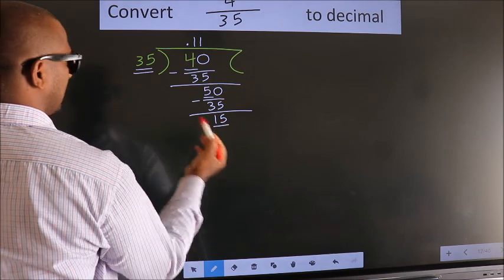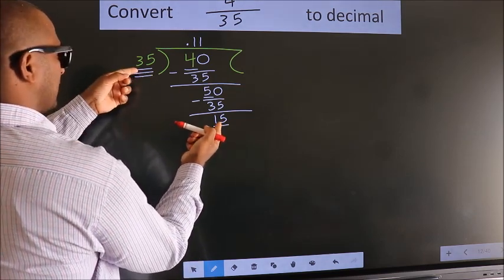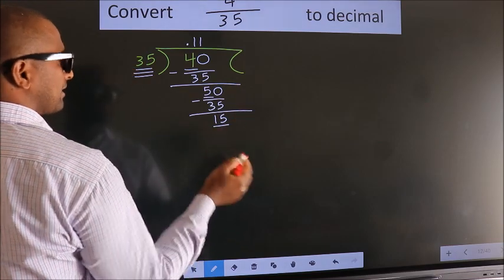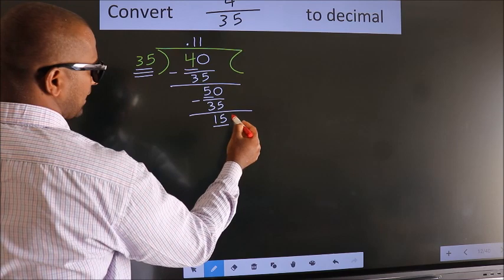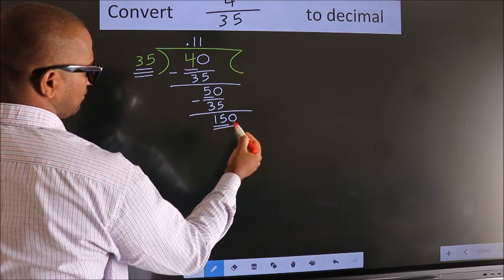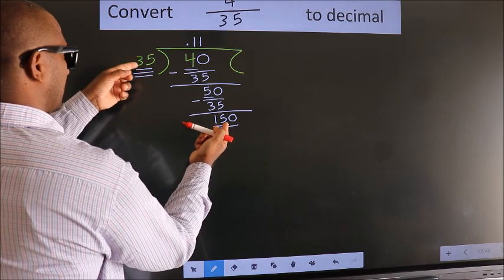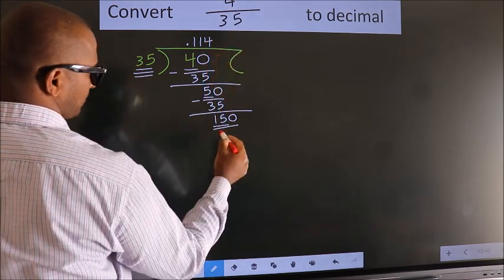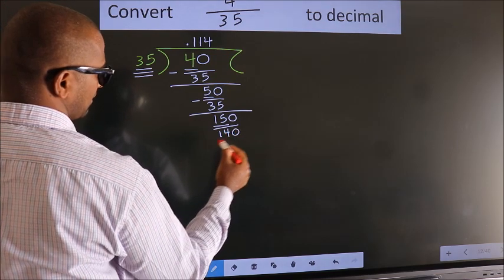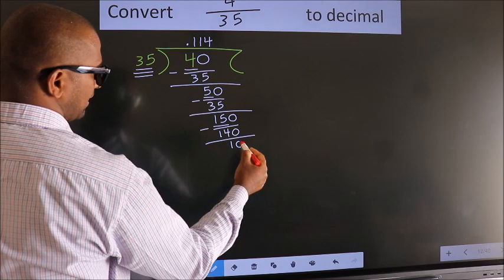Here we have 15, here 35. 15 smaller than 35, and we already have the decimal, so we can directly take 0. So 150. A number close to 150 in 35 table is 35 fours 140. Now we subtract, we get 10.